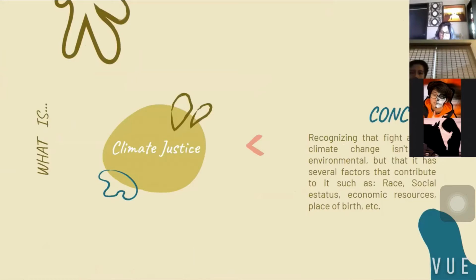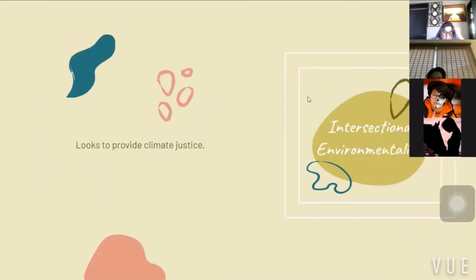Climate justice is recognizing that the fight against climate change isn't only about environmental issues, it also affects people in regards to their social status, their economic status, their race, and the place in which they live. And climate justice looks to fight climate change, but from an intersectional perspective, which is what we are going to see in the next slide.